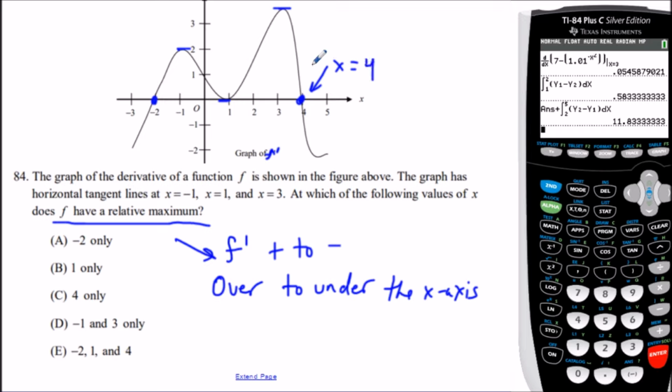At x equals 4, the derivative changes from positive to negative because we're going from over to under the x-axis. So 84 is going to be choice C here. The horizontal tangents were just a distraction for this question. You really just needed to know at which root you change from positive to negative. Sometimes they volunteer extra information to try to confuse you, so try to sort through that stuff.